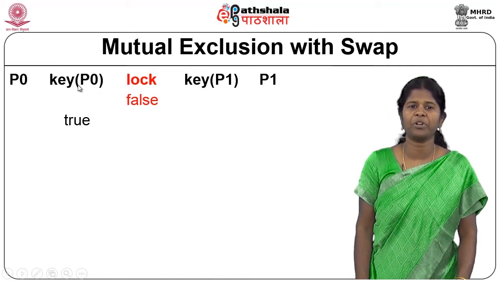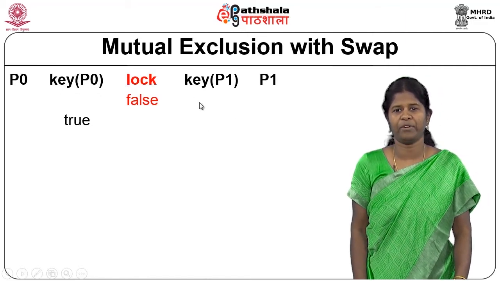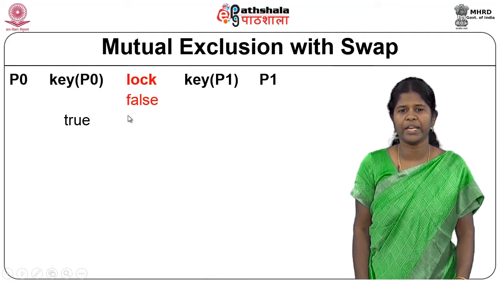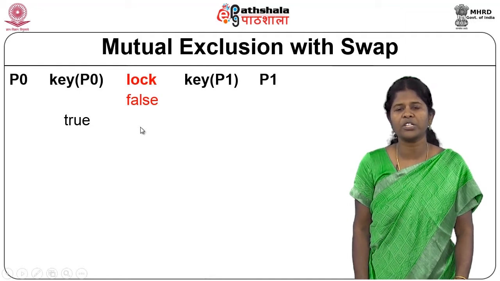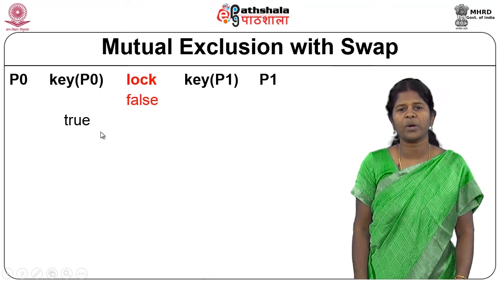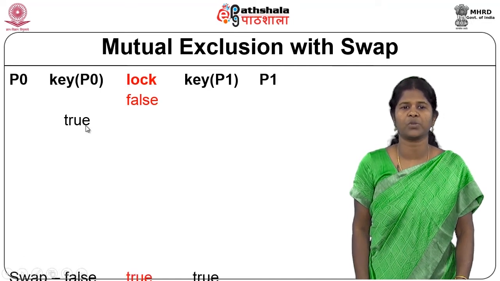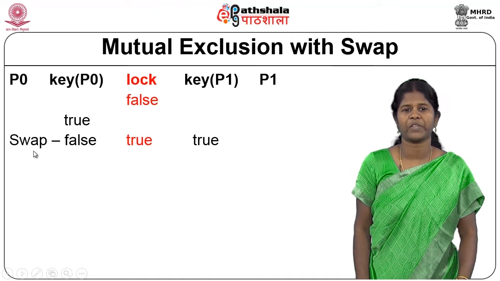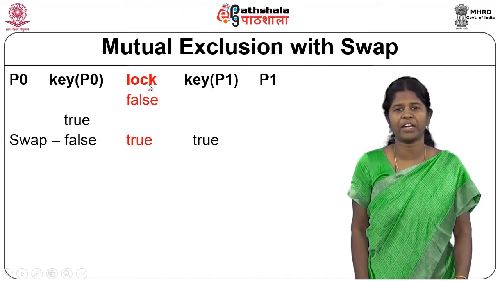So, there is a key variable for P naught, and there is another key variable for process P1. Say P naught is initially in the entry section and wants to enter the critical section. So, it sets the value of its key to true, and then it tries to execute the swap of key and lock.